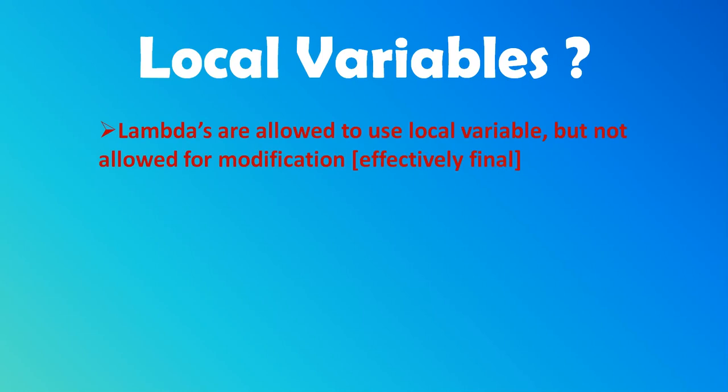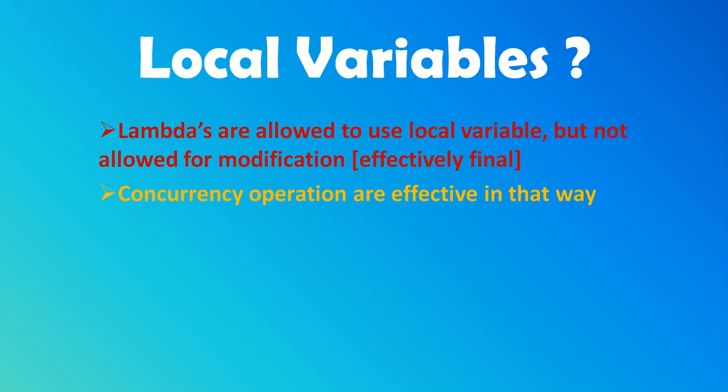The first thing: lambdas are allowed to use local variables. If I have a local variable and I'm writing another line with the lambda expression, I can use the local variable. But one important thing is you're not allowed to modify it. That functionality is called effective final. I'll tell you what effective final is later. When we are not allowed to modify the local variable inside the lambda function, it's obviously an effective way of programming when we go for concurrency operations, because there is no other way you will be able to modify the variable again and again, right?